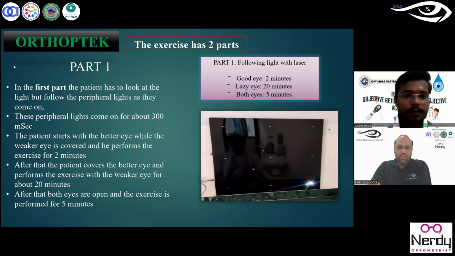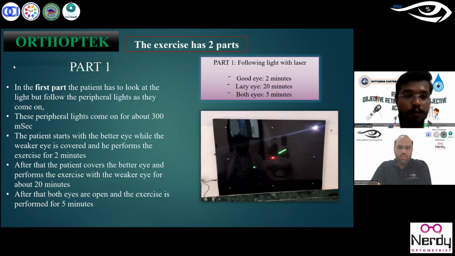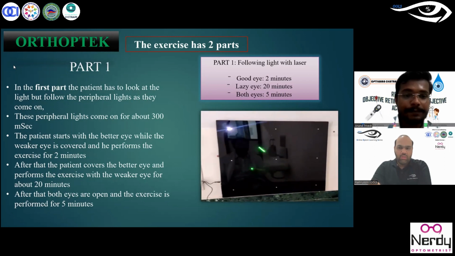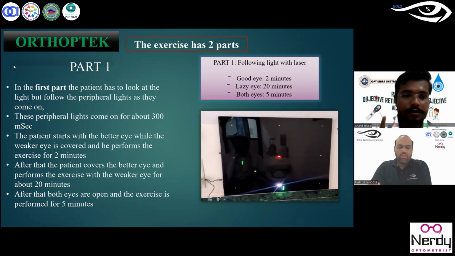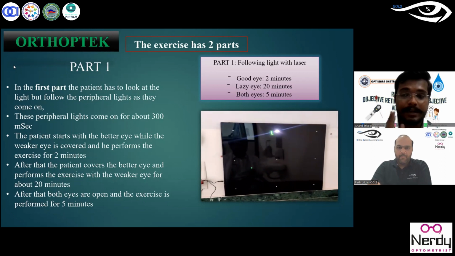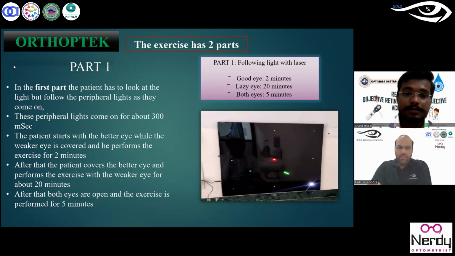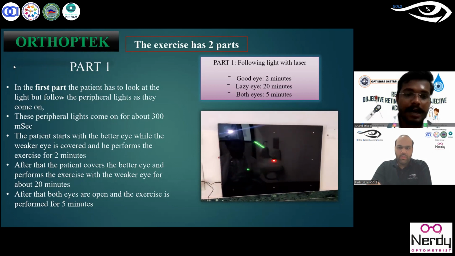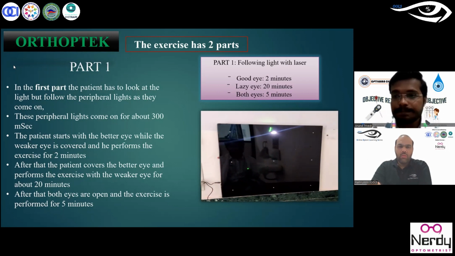This is the part one. The patient starts with the better eye while the weaker eye is covered, and performs the exercise for 2 minutes. After that, the patient covers the better eye and performs the exercise with the weaker, amblyopic eye for about 20 minutes. After that, both eyes are open and the exercise is performed for 5 minutes. This is the part one for this instrument. What about part two? I'll show you part two.